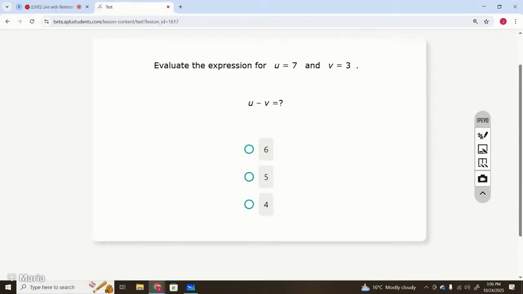Evaluate the expression for u equals 7 and v equals 3. u minus v. That is 7 minus 3. That is 4. Option number 3 is the correct option. That is 4.